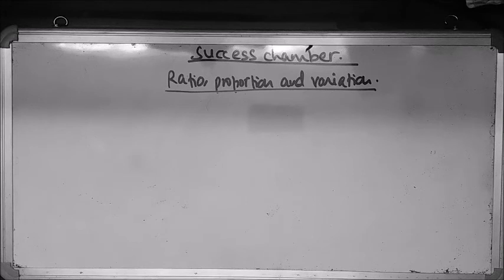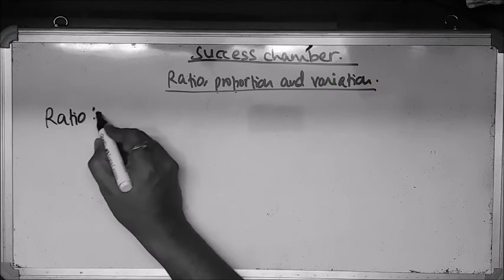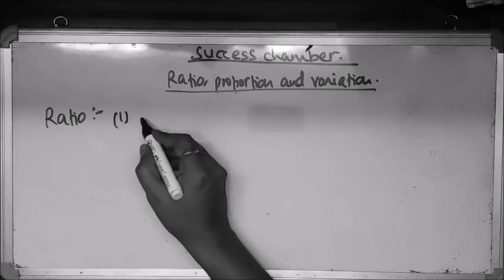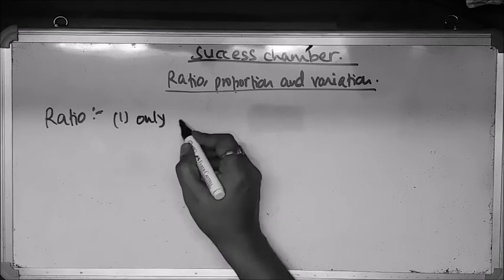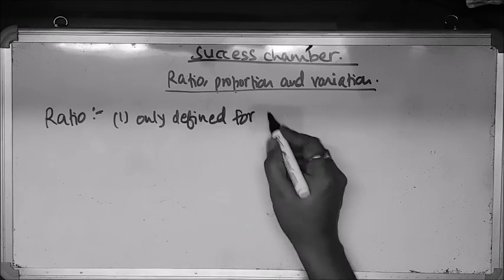We shall not be leaving behind any of the concepts here. So let us see what is a ratio. For all those people who say that they are quite weak at quants, they should really understand the meaning of a ratio. So first thing you should know is that ratio is only defined for quantities having same units.